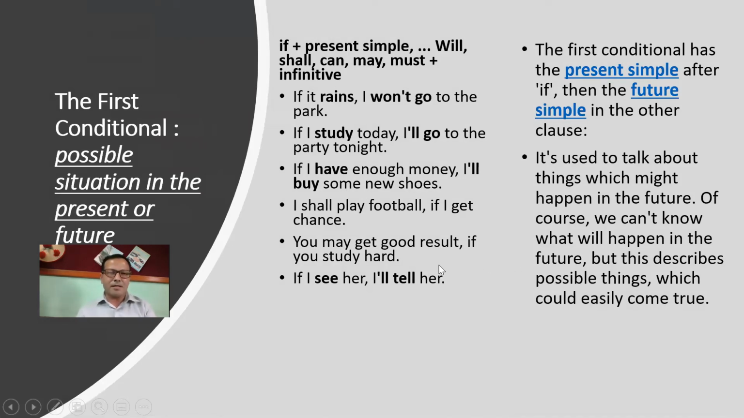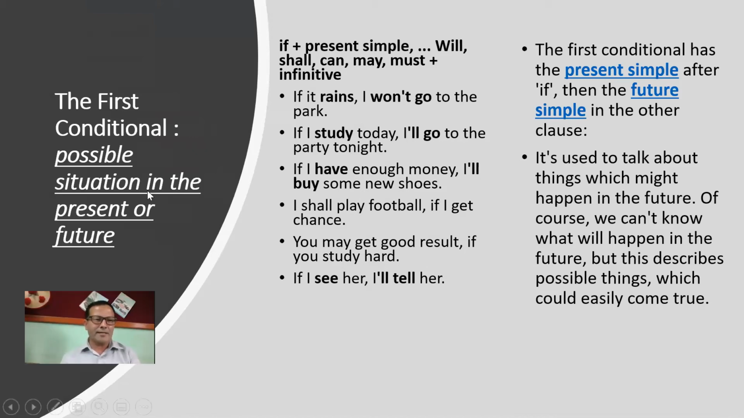Now after type 0, there is another type. That is type 1. We can also just call it the first conditional. In this type, you just see the structure over here. In this first type, the if clause must be in present simple, but the main clause must be subject plus will, or shall, or can, or may, or must, plus infinitive, meaning the base form. So this is the pattern or structure of conditional type 1.